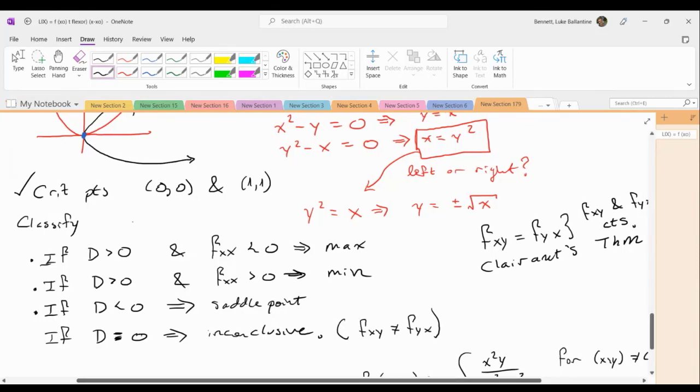Yeah, but what is this discriminant? I didn't even define it. So D equals fxx fyy minus fxy squared. Okay.